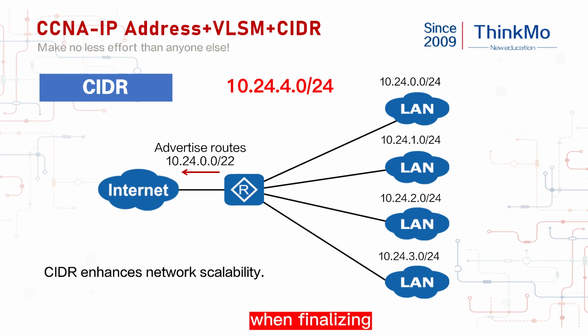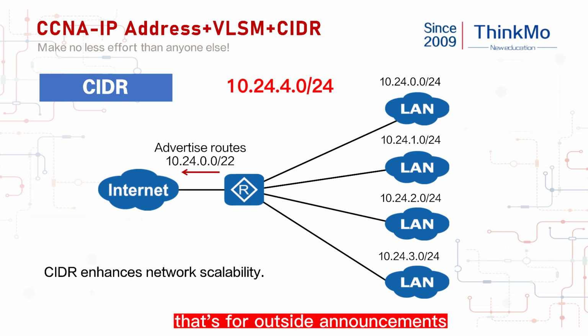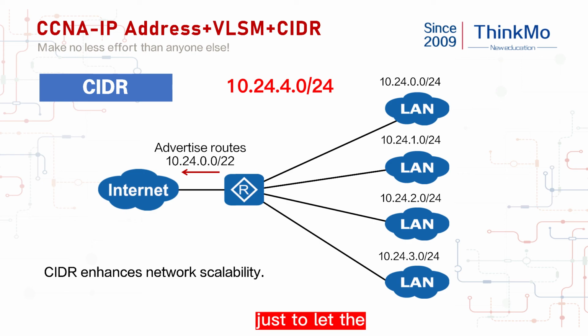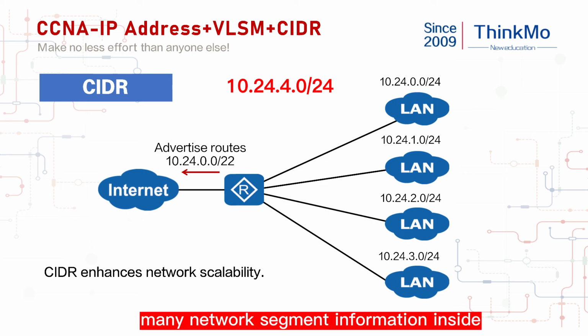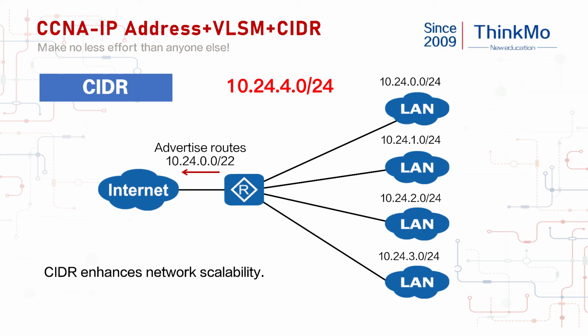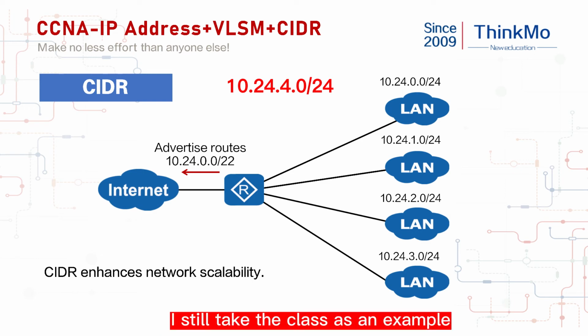When finalizing, to inform the outside world, that's for outside announcements. It's just to let the network segment information inside be conveyed to others in a more streamlined way. I'll still take the class as an example.